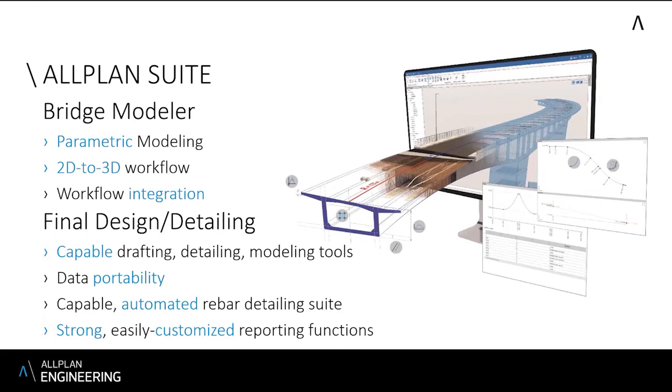Then moving into our general BIM suite, we're able to do final design and detailing. Our BIM suite incorporates capable CAD and drafting tools, very good rebar detailing suite, good modeling tools for geometric accuracy. Data is in open formats, IFC adherent for portability, and we can move directly into common 2D formats, including DWG and DGN. Finally, since building a model is not enough, you do need to be able to extract information from it for it to be a viable engineering tool. We have strong and easily customized reporting functions.